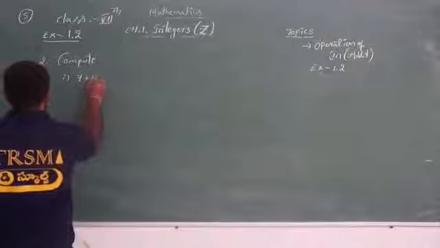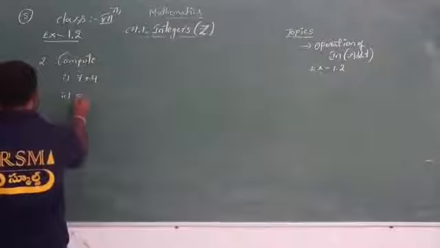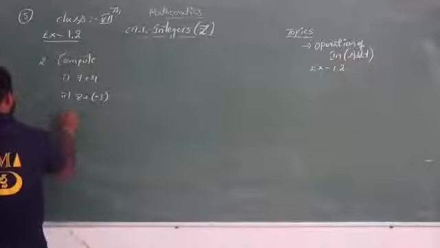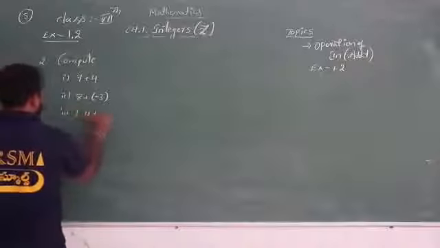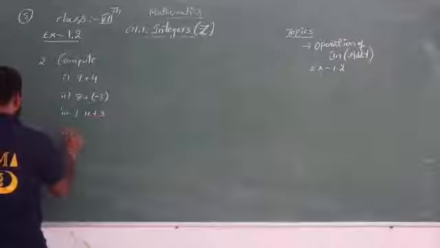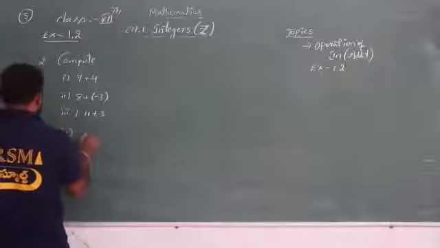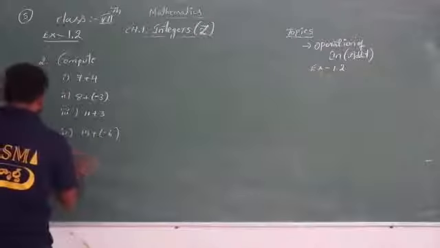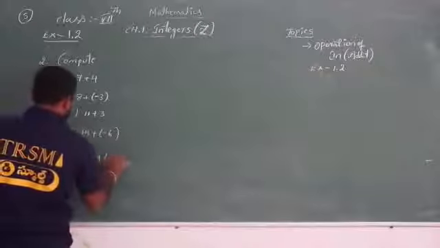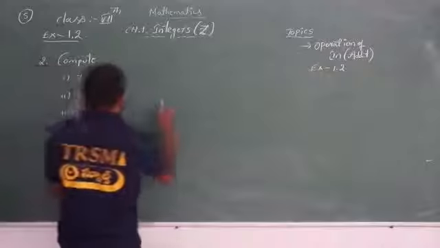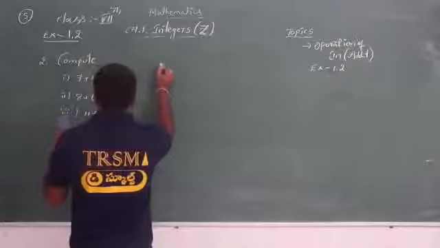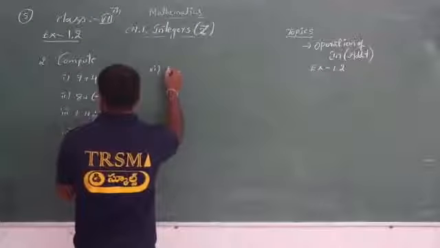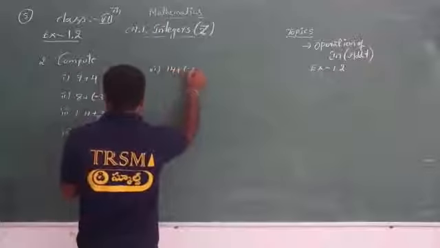So 7 plus 4. It's very simple questions. 8 plus minus 3. 11 plus 3. So 14 plus minus 6. The fifth one, 9 plus minus 7. And what about the next? The sixth one, 14 plus minus 10.